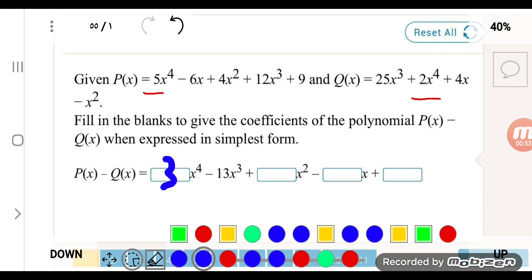Next one, you have x squared. So for x squared, minus x squared, you get 3. So here 3x squared. And then last one, coefficient of x. Here you have negative 6x, and here minus 4x, you get minus 10. So here you have to write 10 because minus is already written. And then 9 minus 0, you have to write here 9. And that is the question.